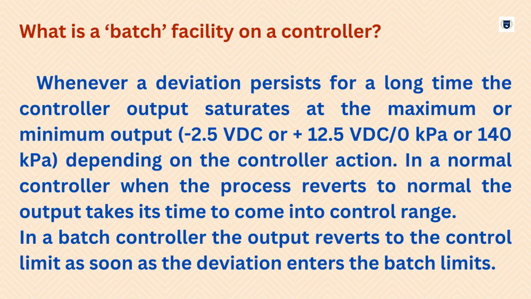What is a batch facility on a controller? Whenever a deviation persists for a long time, the controller output saturates at the maximum or minimum output, minus 2.5 VDC or plus 12.5 VDC, 0 kPa or 140 kPa, depending on the controller action. In a normal controller, when the process reverts to normal, the output takes its time to come into control range. In a batch controller, the output reverts to the control limit as soon as the deviation enters the batch limits.